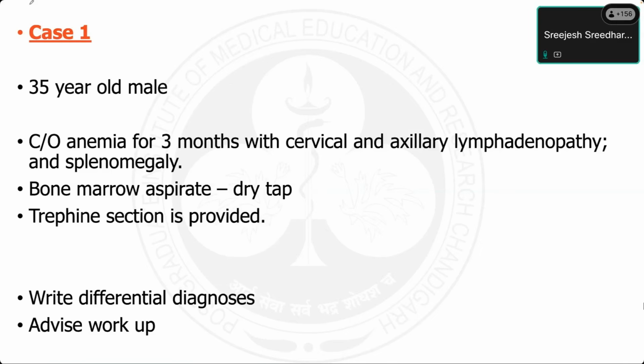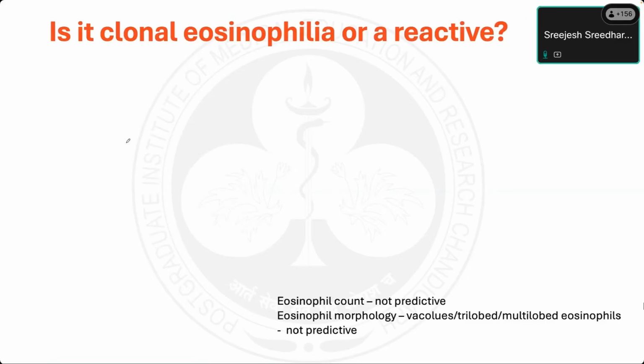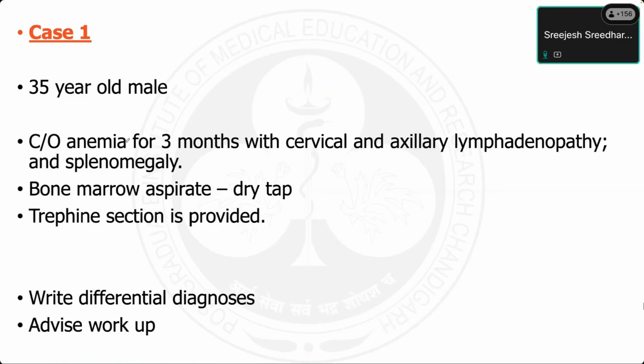So coming to the first case, this was a 35-year-old male with anemia for 3 months, with cervical and axillary lymphadenopathy and hepatosplenomegaly. Bone marrow aspiration was a dry tap and the trephine section was provided.